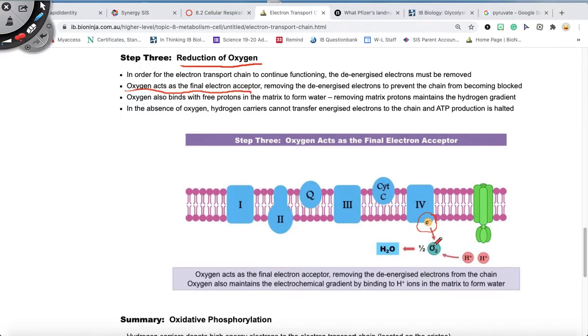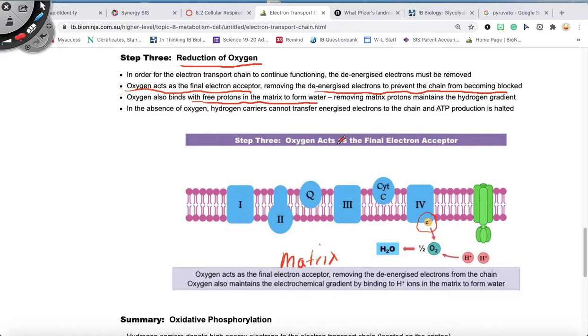Remember that cellular respiration is an aerobic process. So oxygen is hanging out here in the matrix of the mitochondria. And we know that oxygen is very electronegative. It's the most electronegative, so it's able to attract these electrons. Oxygen is able to remove the de-energized electrons to prevent the chain from becoming blocked. This electron transport chain has to continue. It can't stop.